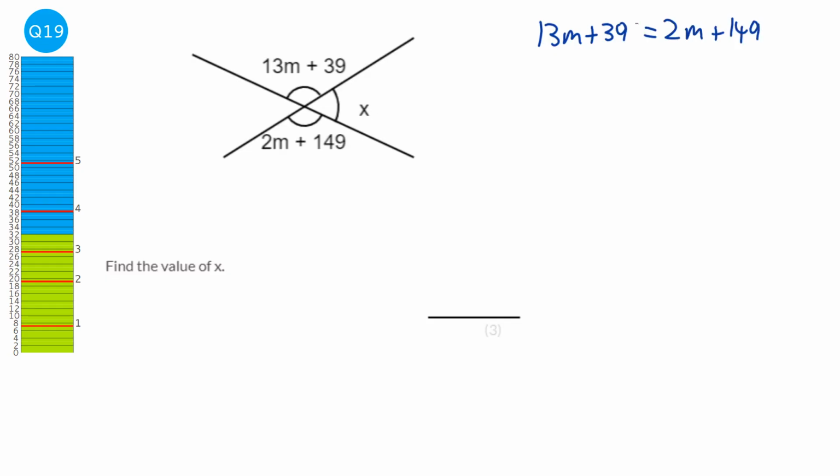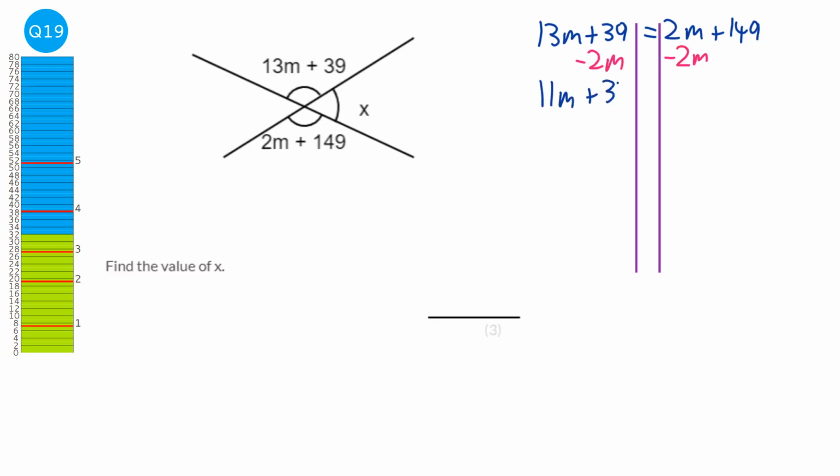And we're going to get our lines in there because we're going to solve this. To solve this, we first of all take away the smaller amount of m, because we've got m's on both sides. We can't really cope with that when we're solving. So we've got a 13m and a 2m, so we're going to remove the 2m. We're going to take that away from both sides to start off. And so we're left with 11m plus 39, and we've just got the 149 on the right hand side.